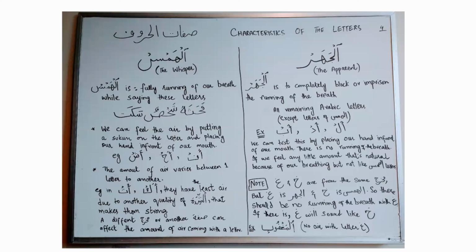فَحَثَّهُ شَخْصٌ سَكَتْ. This is how you can remember the phrase, and the individual letters are fa, ha, tha, ha, sheen, kha, sad, sin, kaf, and ta. You run your breath fully while reciting these letters, and you can feel the running of the breath by putting your hand in front of your mouth and by giving these letters a sukoon and adding a hamza with the fatha before it.